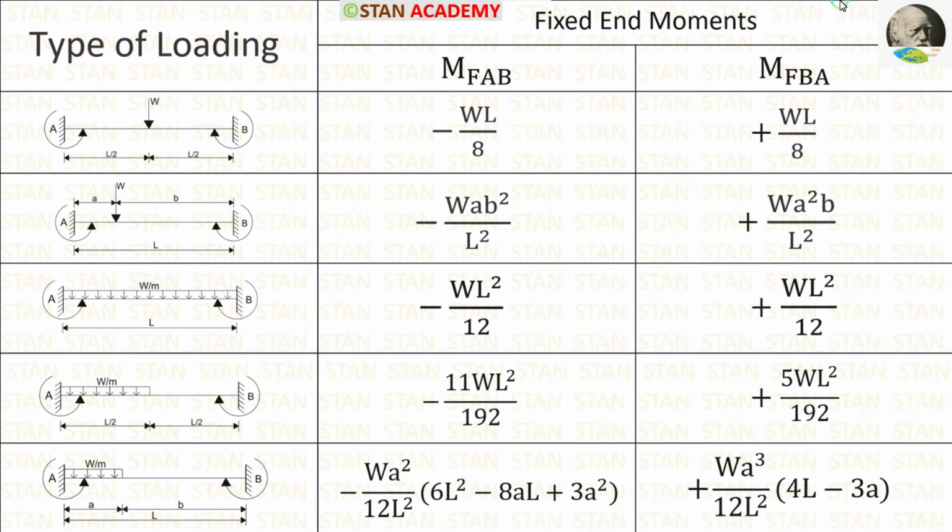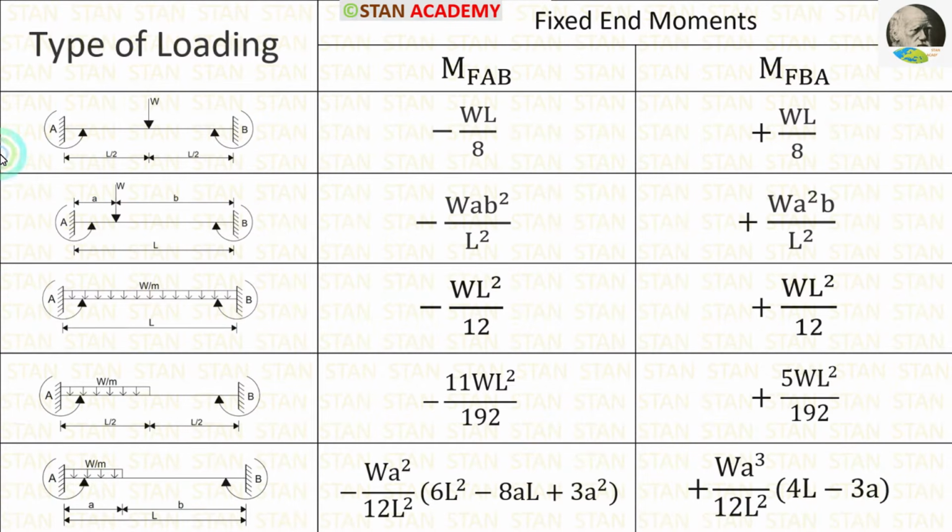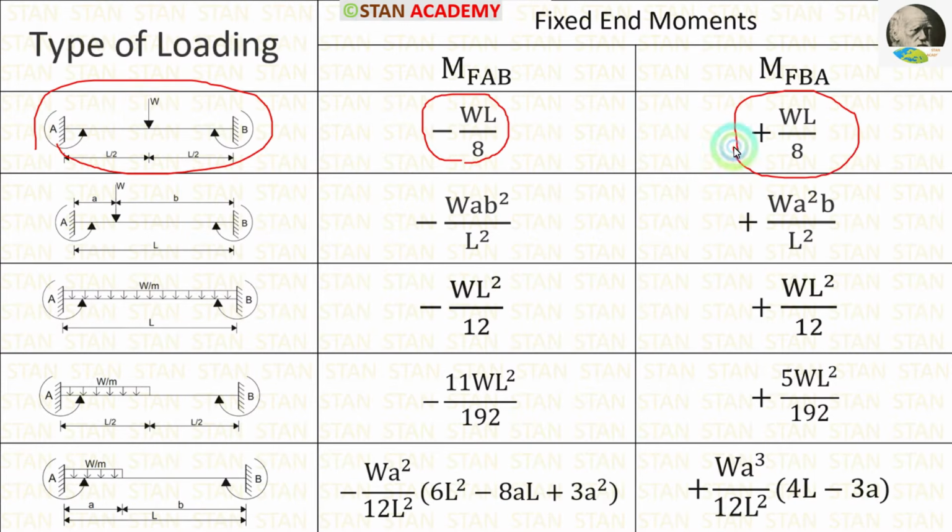In this table, you can see some of the important fixed end moment formulas for the different types of loadings. In the span AB, there is a point load acting on the center. So we have to select this condition. The formulas are minus WL upon 8 and positive WL upon 8.